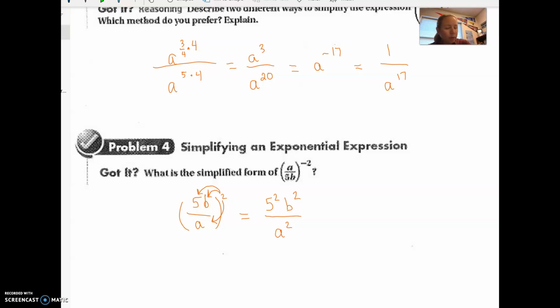And then we could simplify it a little bit more. So we could say 25b squared over a squared. And we can't simplify that anymore because we don't have like bases. So at that point, we're done.